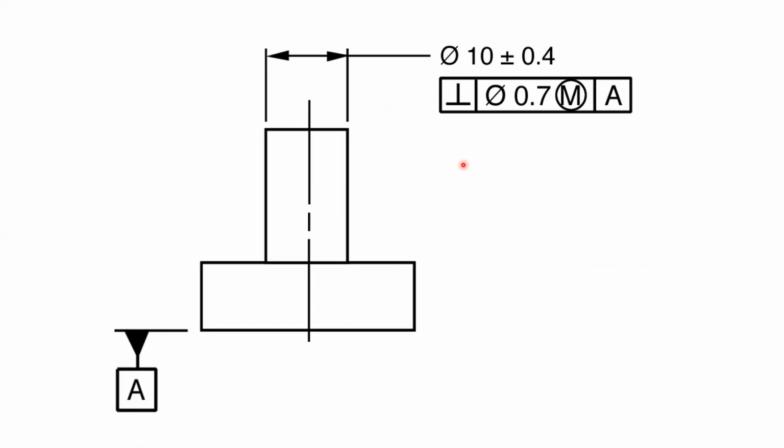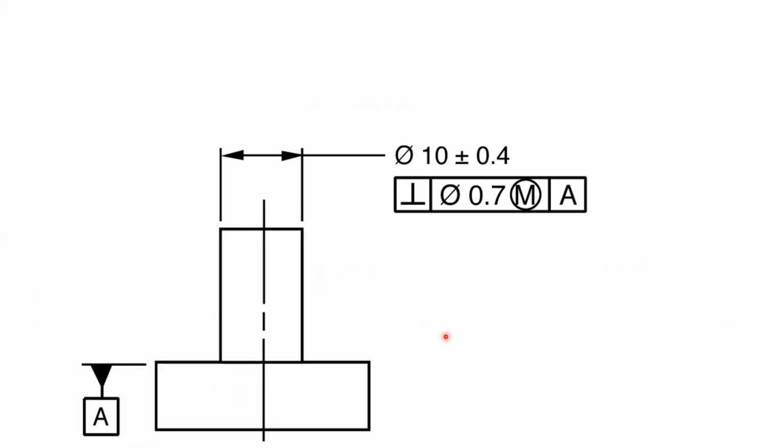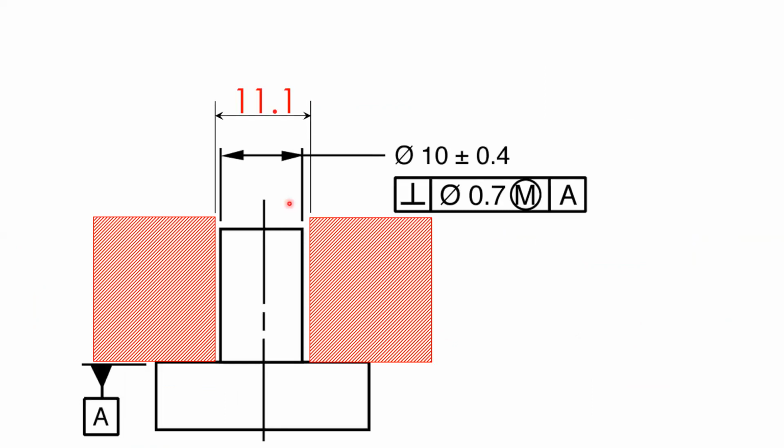Another topic would be something like this, perpendicularity. Let us assume we want the perpendicularity of this cylindrical element. Probably the more intuitive thing to do is something like this, perpendicular to this surface. However, when we look at the assembly, we realize the contact is happening not on the bottom surface, but on this surface. This is the functional surface.